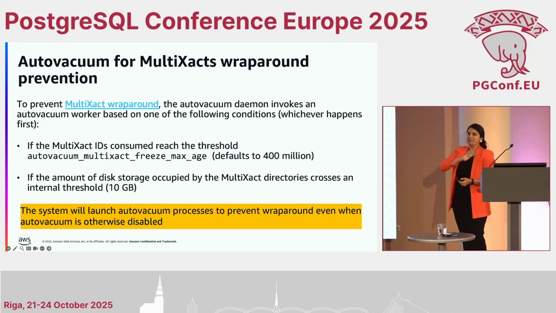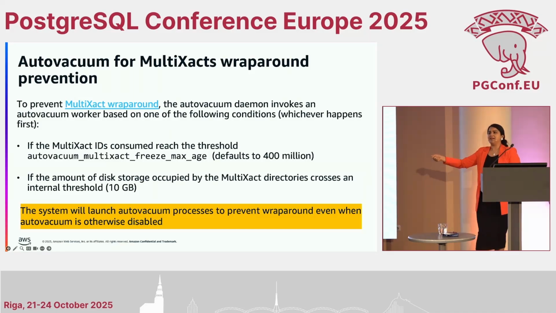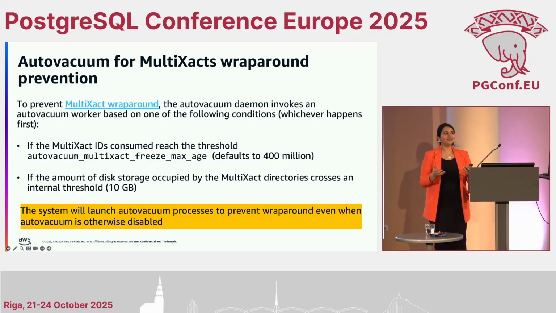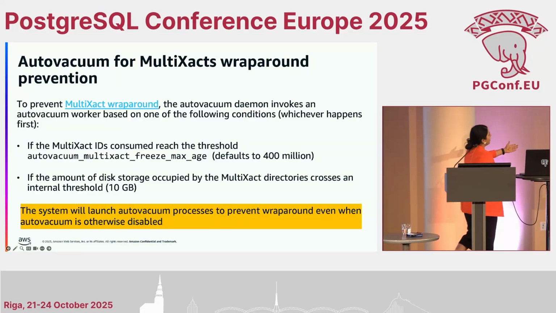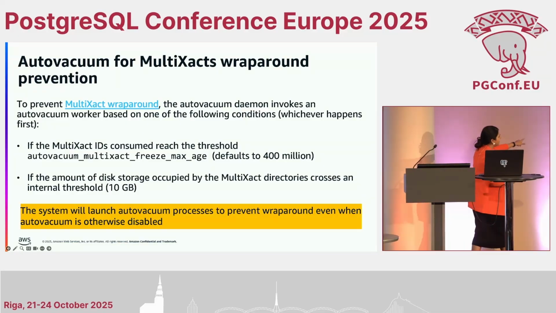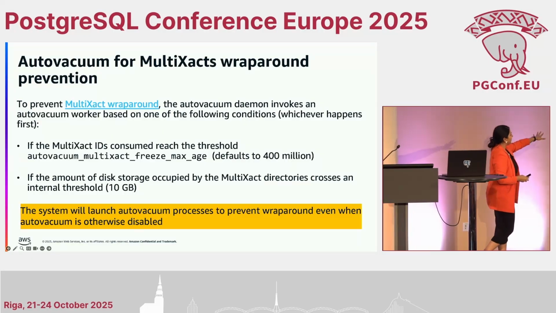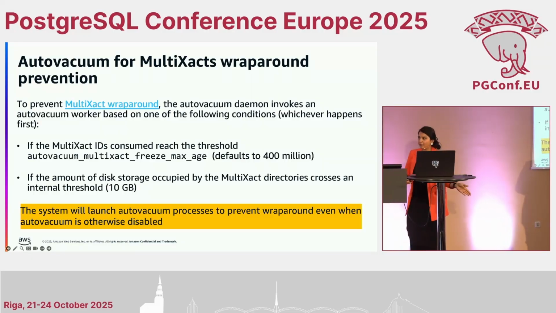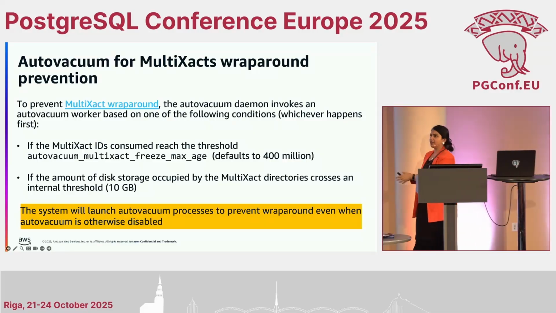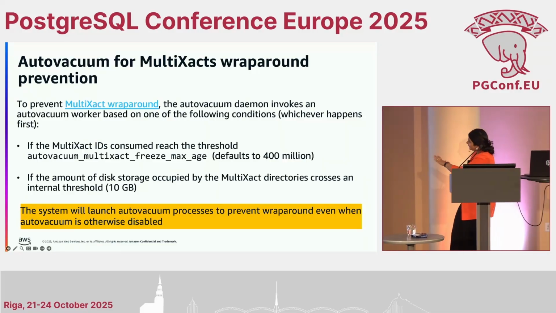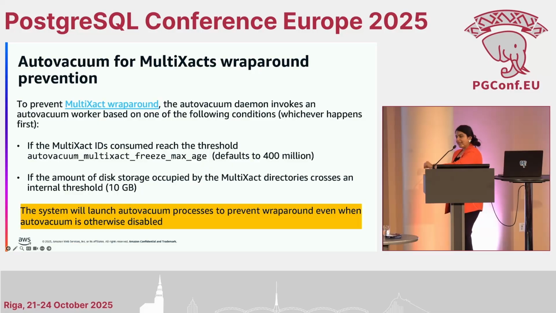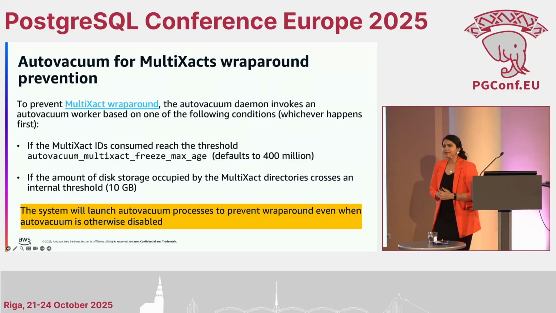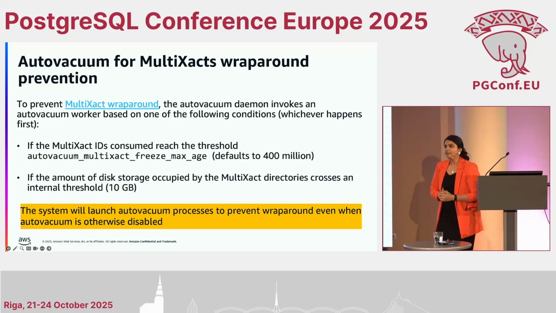But as I said earlier, it is also space dependent. So auto vacuum also has to trigger aggressively on the space parameter. If the amount of disk storage occupied by the MultiXact directories crosses an internal threshold of 10 GB, which is half of 20, the threshold I explained earlier, then aggressive auto vacuum will trigger. So yeah, please. Why is it also space dependent?